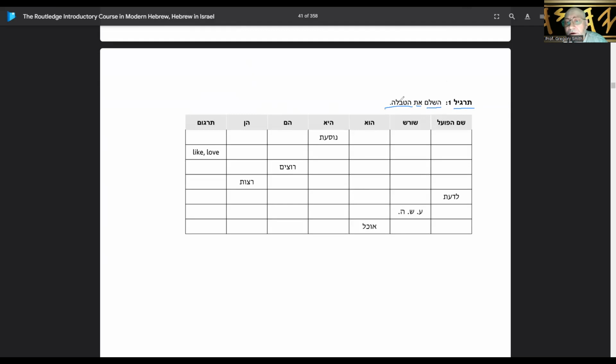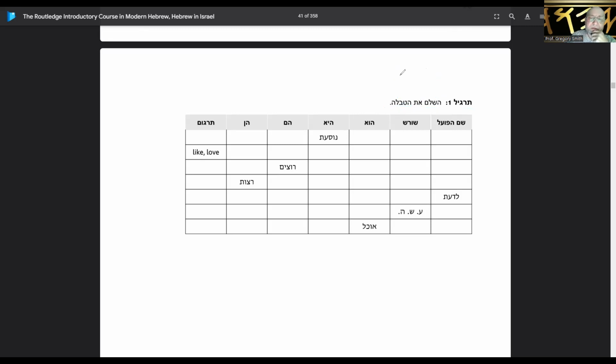Hashlem. Okay, complete the table, hashlem et hatabla. A tabla. This is a tabla. This right here is a transliteration from an English word, table, a tabla. And then hashlem, complete. Complete the table.